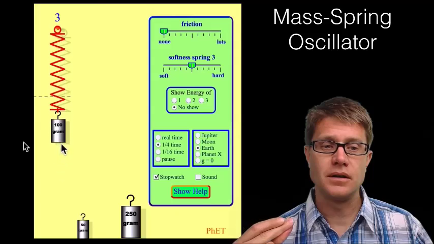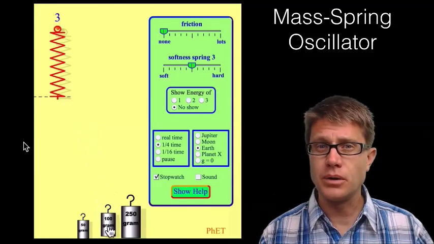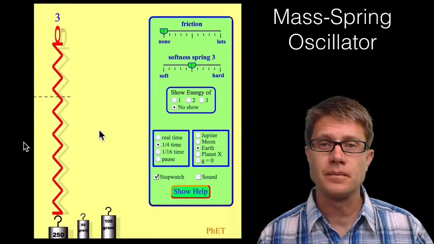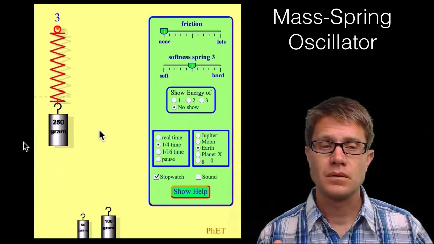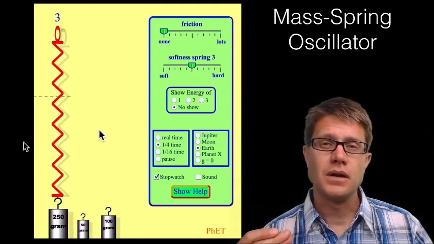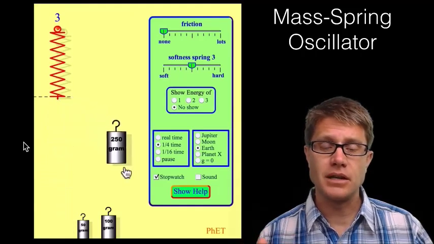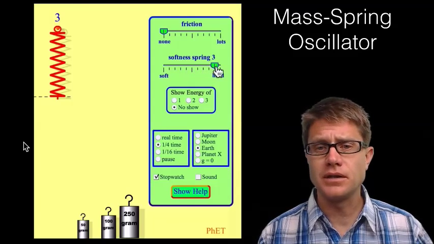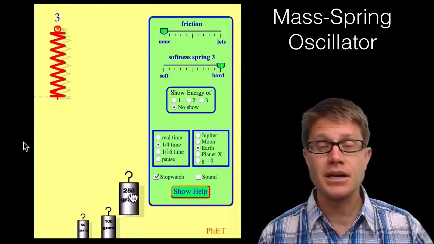Okay, so you can see that we're slowing down the period as we increase the mass. Let's put 250 grams on there. So you can see that as we increase the mass on that spring, then we're increasing the period. But now let's play around with the stiffness of the spring. We call that the spring constant.